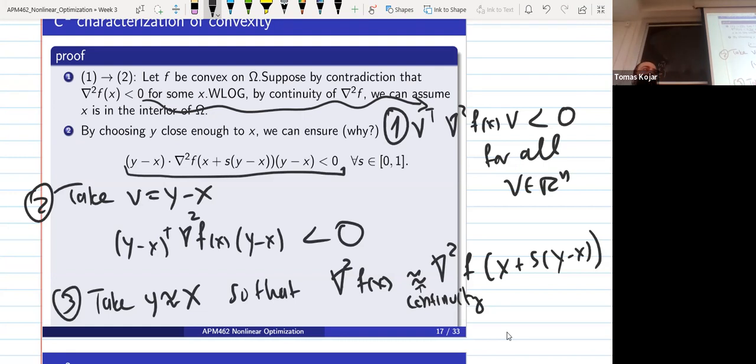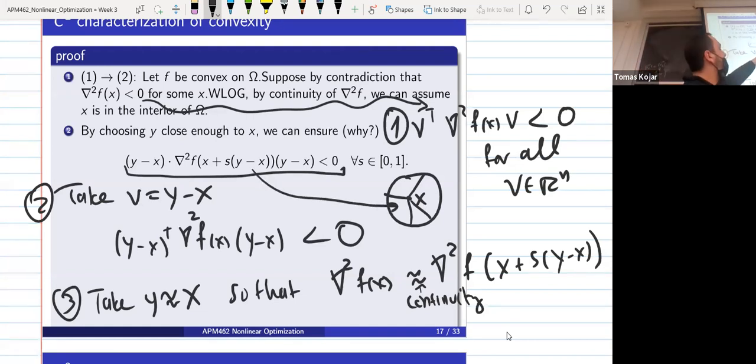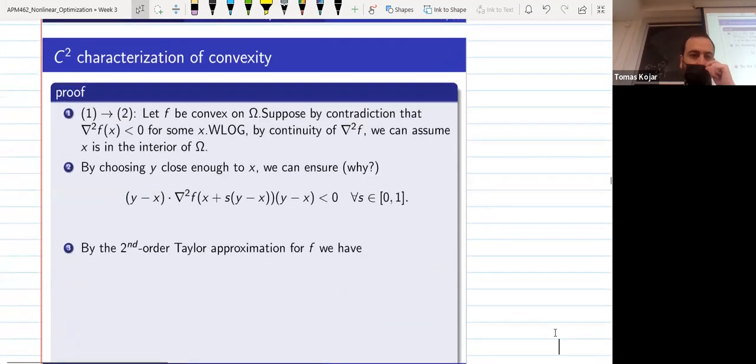Do you understand? Because you're going to see this so many times. It's the same argument. Contradiction, there exists an x. Now give me a whole chain of them. So here's a whole ball. Here's x, and take all these guys inside. They all satisfy negative definiteness. This is a hard proof. This might be the hardest proof you'll see.